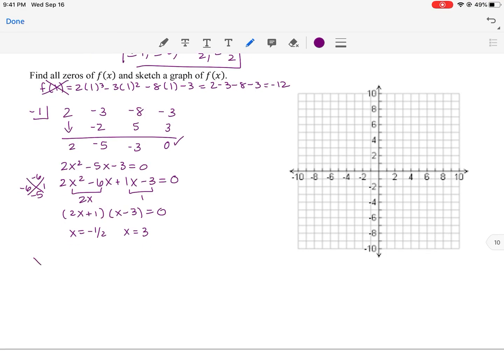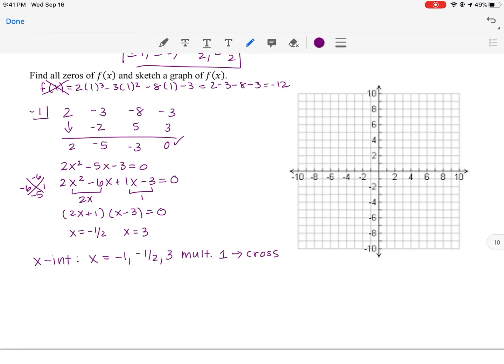So, hey, for my x-intercepts here, I've got x equals -1, x equals -1/2, and 3. All of those have multiplicity of 1. And the reason I bring that up is because we know that at those points it's going to cross. It's not going to bounce.